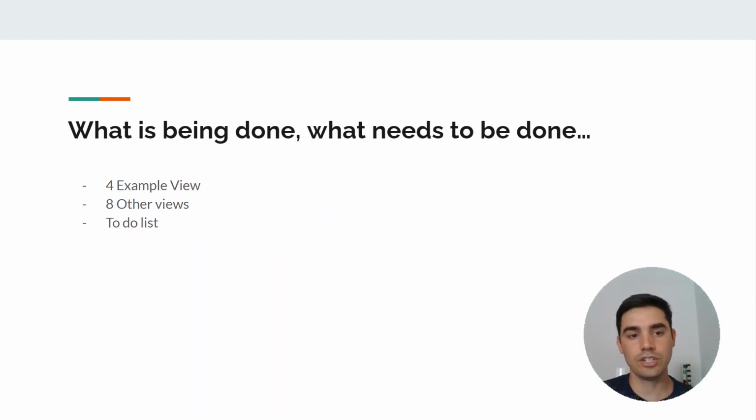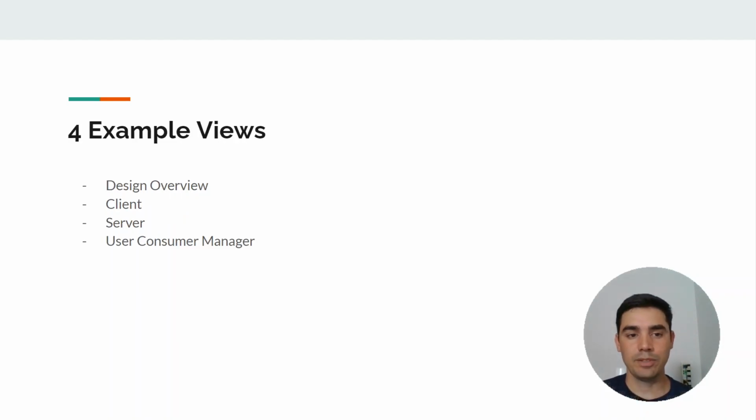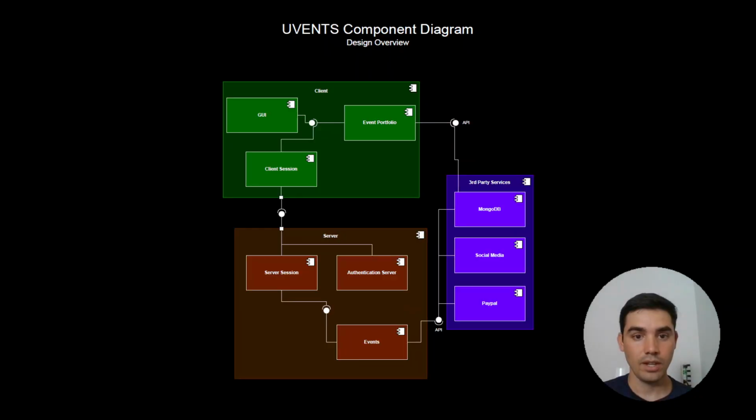So what this is going to show is, for example, views, 8 other views that are also being worked on. So we have about 12 views that are being worked on, and some other to-dos. The 4 example views I have are the design overview, the client view, the server view, and the user consumer manager view. Okay. So this is what we turned in for our first milestone.